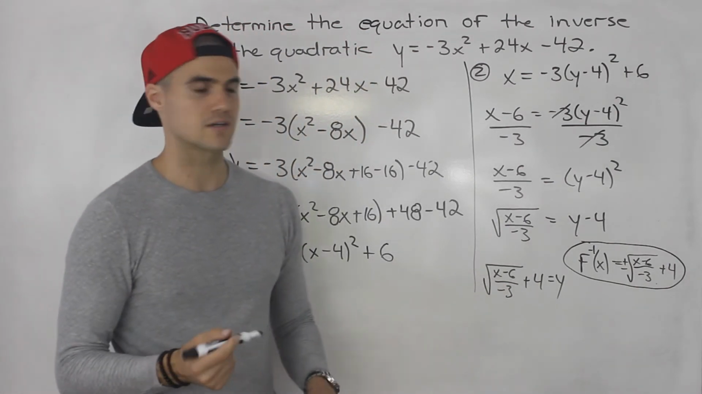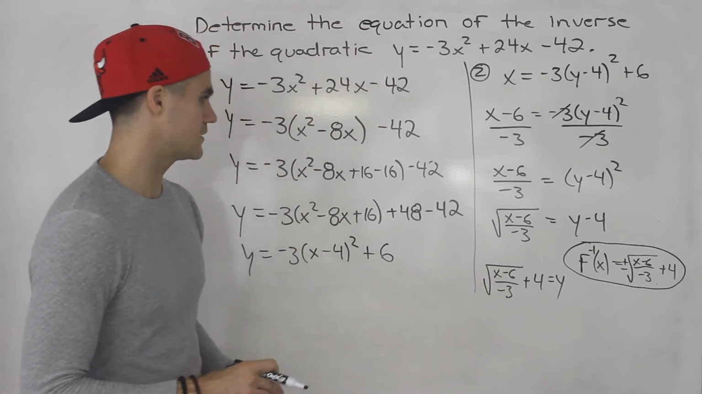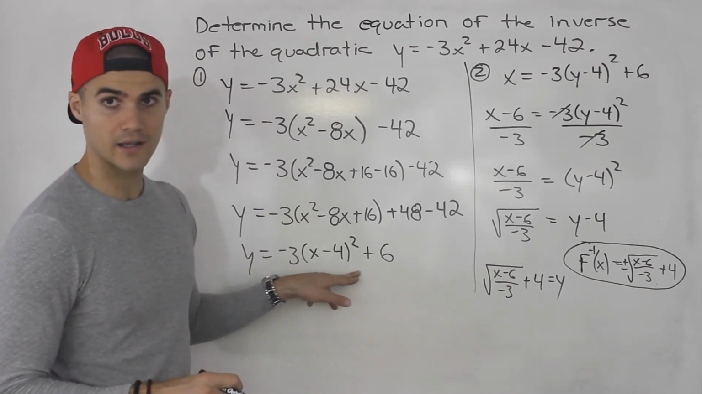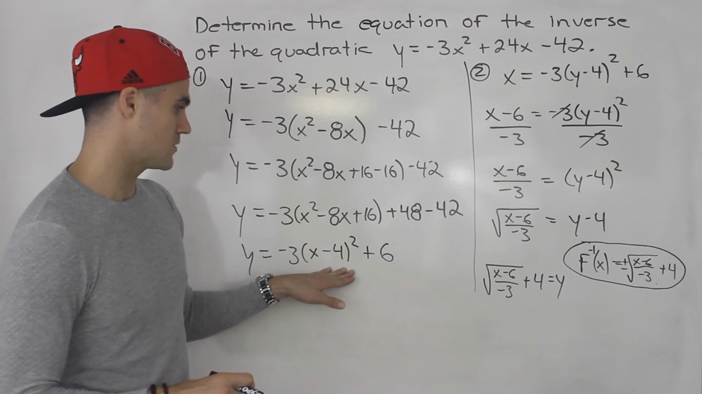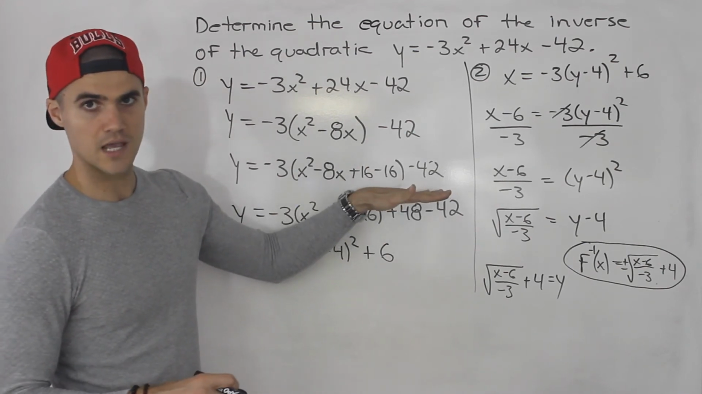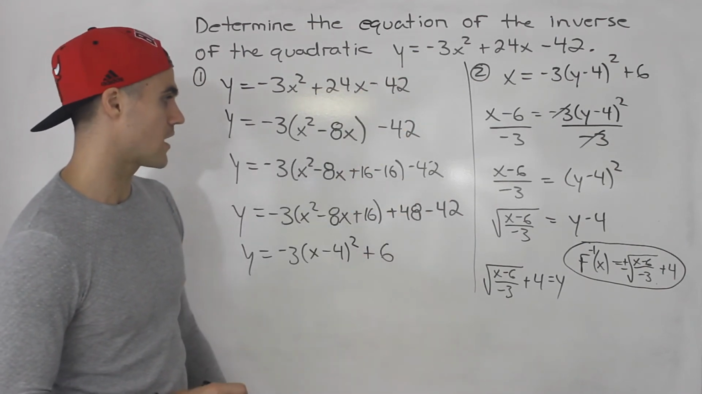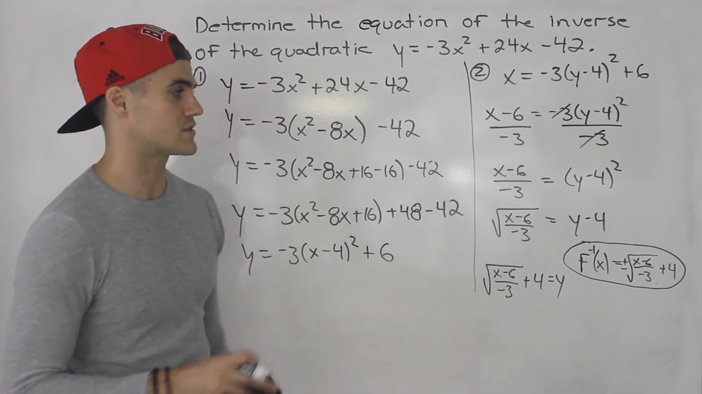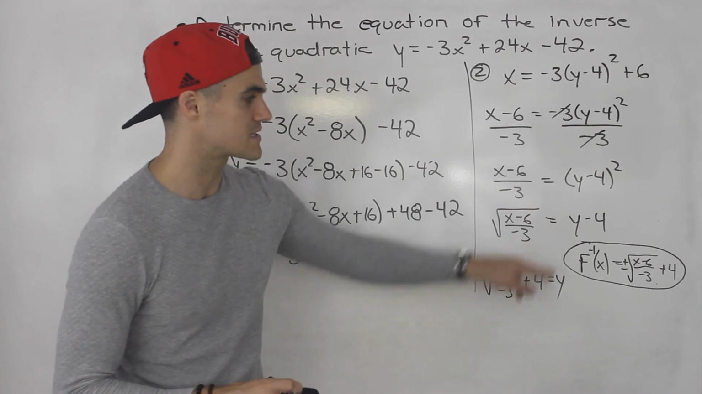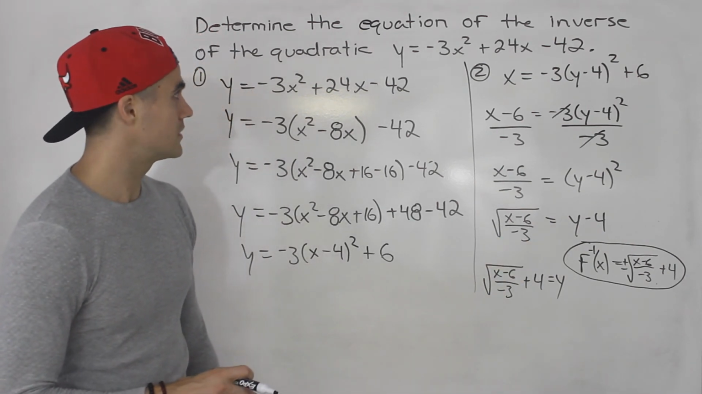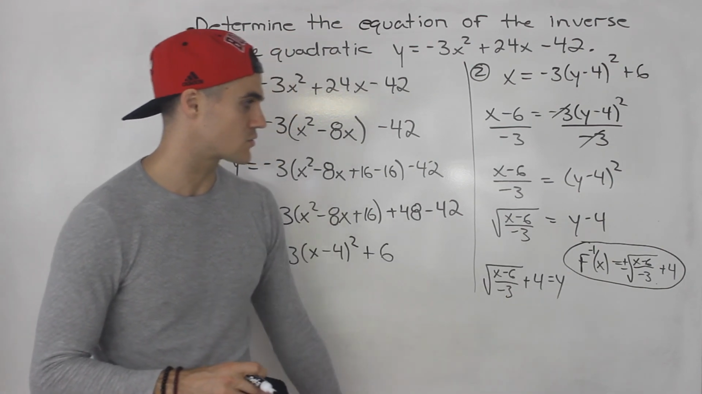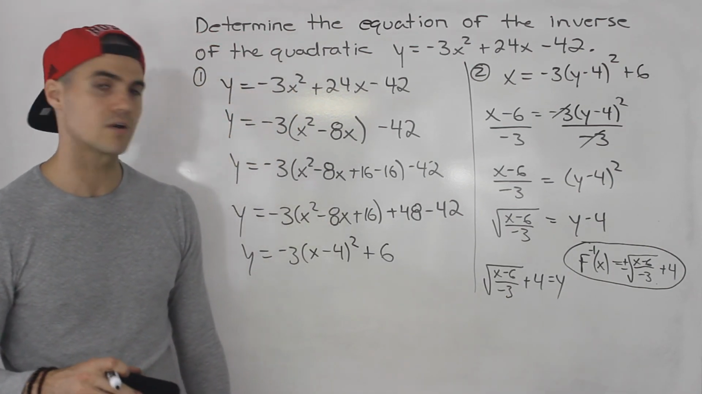You don't really have to graph this. If you were to graph it, the way I would do it is I would set up a table of values for the quadratic after we have it in vertex form. Put the vertex in the middle of the table, pick 2 points to the left, 2 points to the right, and then just switch the points and make a new table for the inverse and then just plot those points. This is basically going to be a sideways parabola. But they didn't ask for that. They asked for the equation of the inverse, and that's it right there. It's the square root of (x minus 6) over negative 3 plus 4.